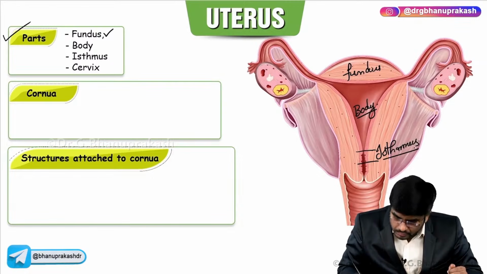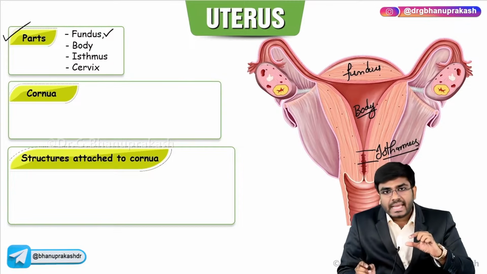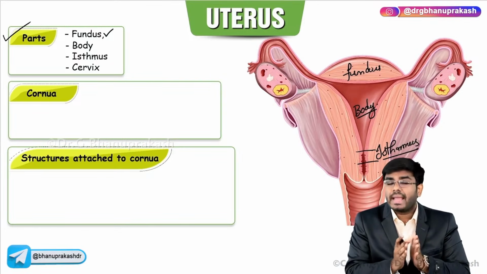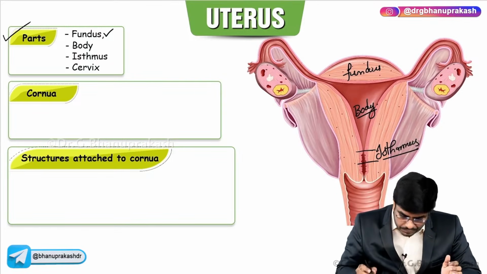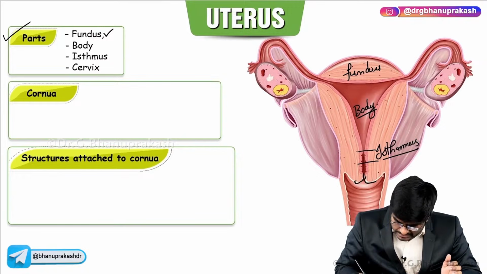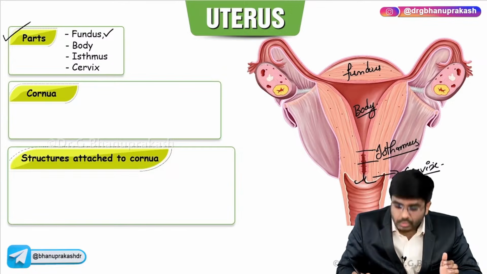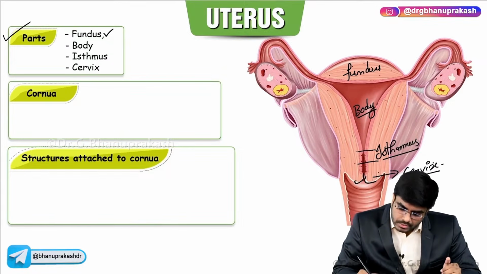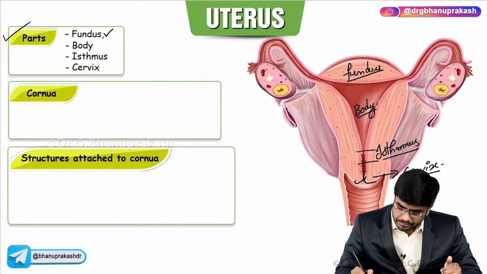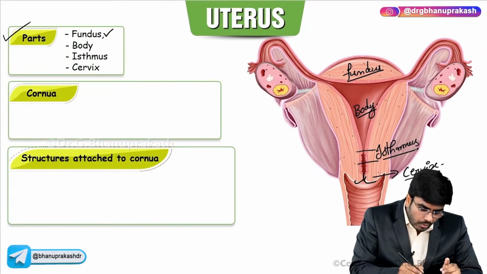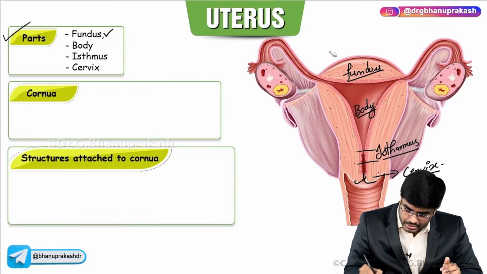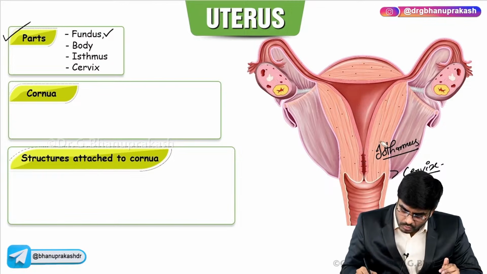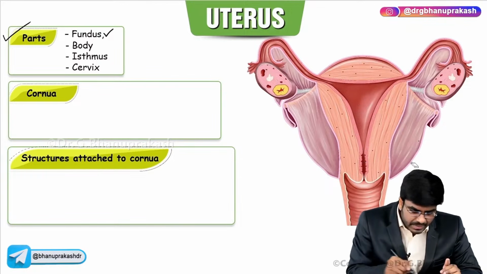Okay, we'll discuss in detail about the isthmus, where exactly it is located, and what the anatomical landmarks for the isthmus are. Now, there is an area known as the cervix. So these are the parts of the uterus: fundus, body, isthmus and cervix. Now, what exactly is this region known as the cornua, and where is it present?